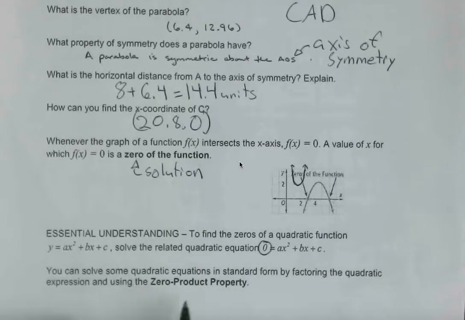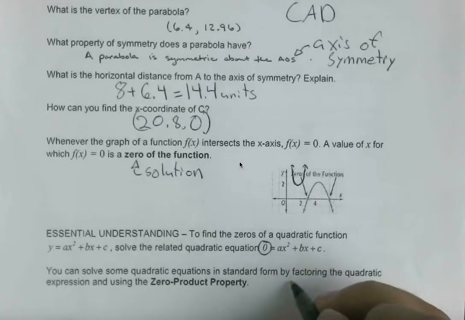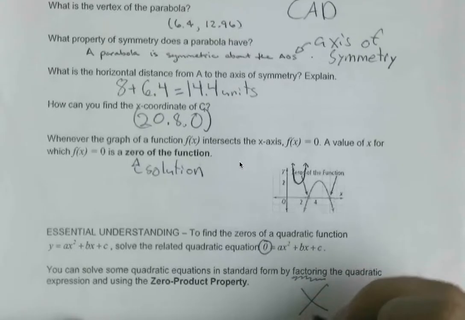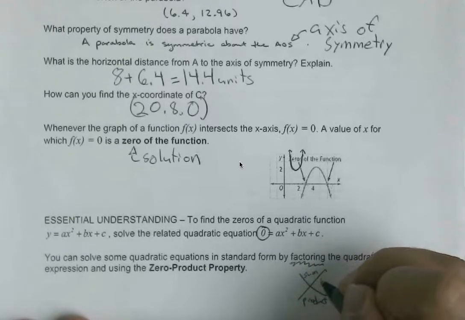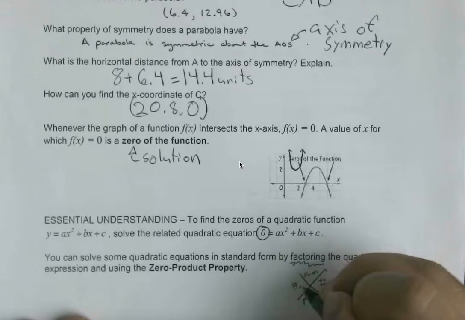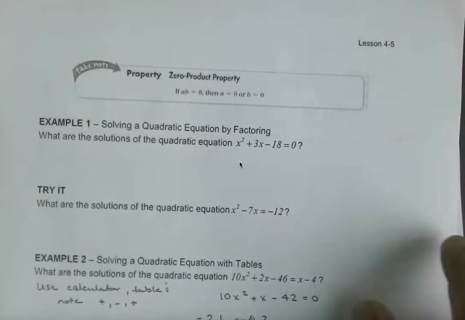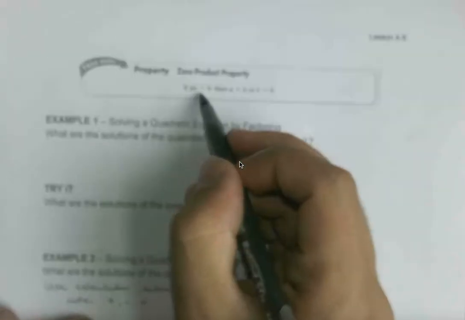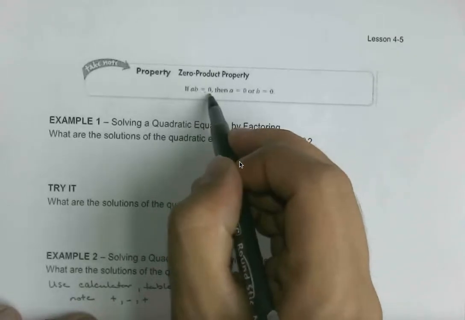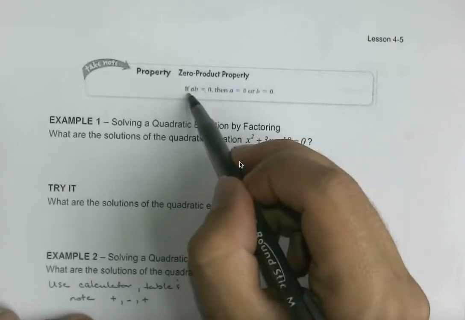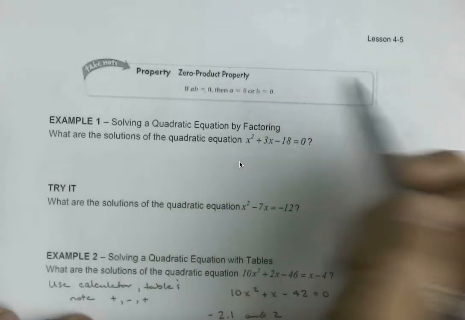You can solve some quadratic equations in standard form by factoring, which is, again, using the diamond method, getting your product at the bottom, sum at the top, factors here, and using the zero product property rule, which is saying that if we have two factors and the product of the two factors equals 0, that implies that the first factor can equal 0 or the second factor can equal 0.